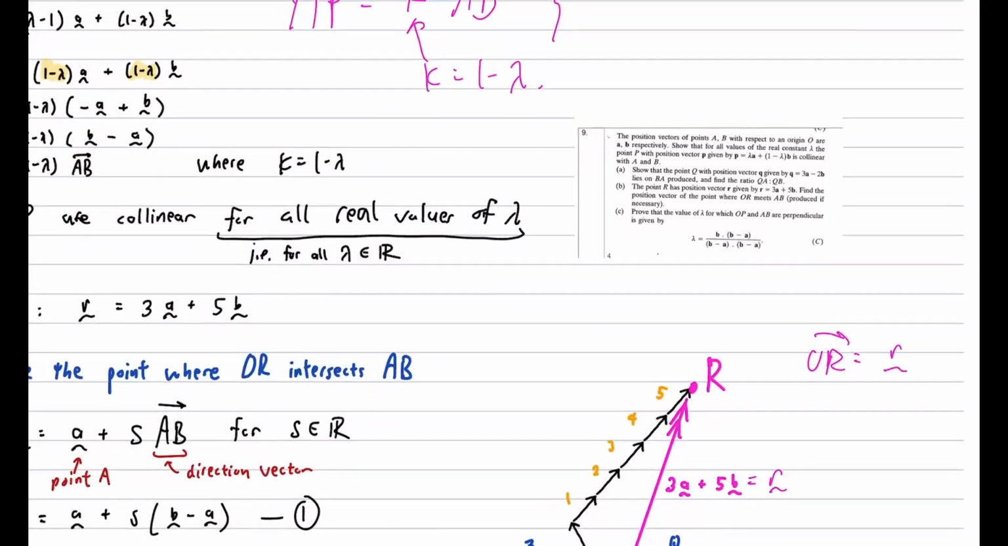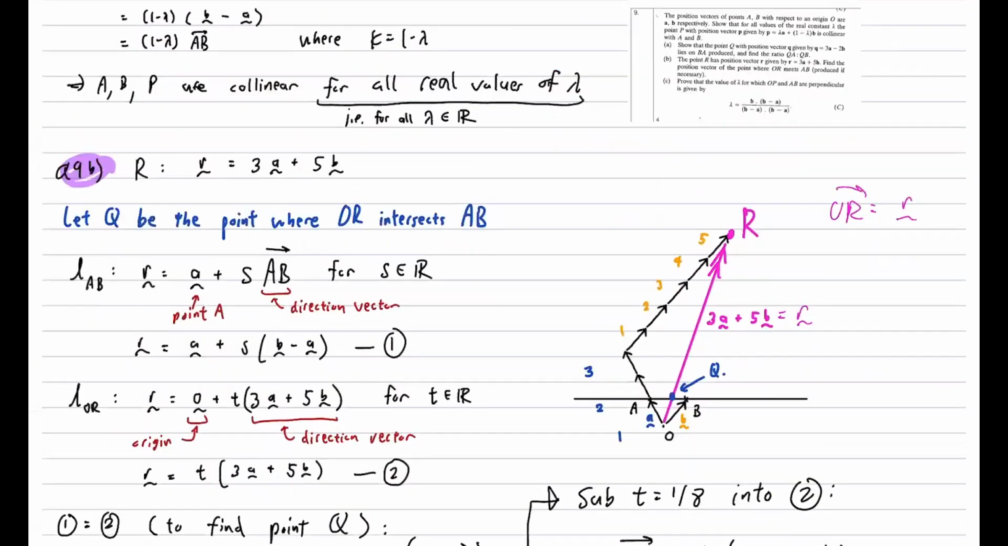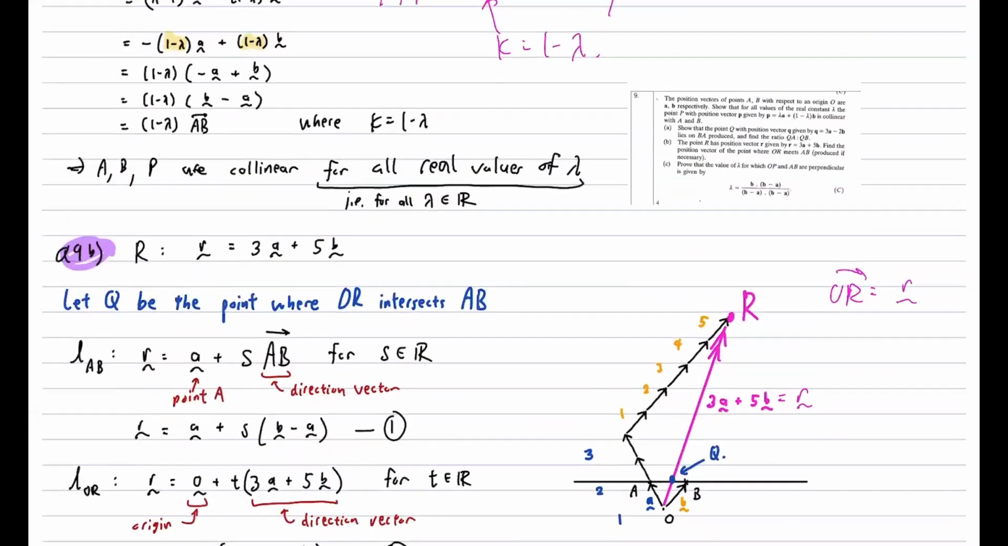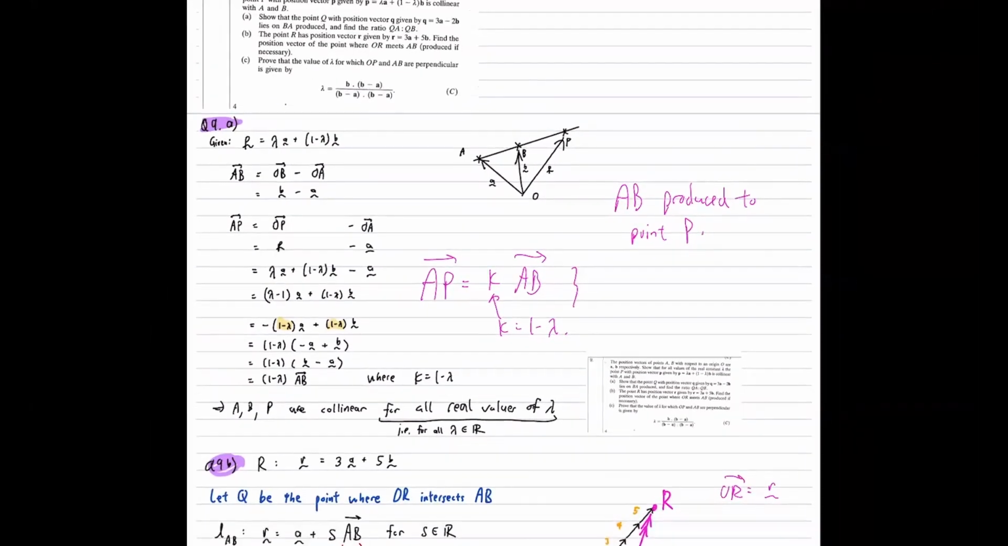Show that the point Q with position vector Q given by Q equal to 3a minus 2b lies on BA produced. Then find the ratio of QA is to AB. I just realized that I didn't answer part A. Okay, hold on a second. Right, I misread the question.